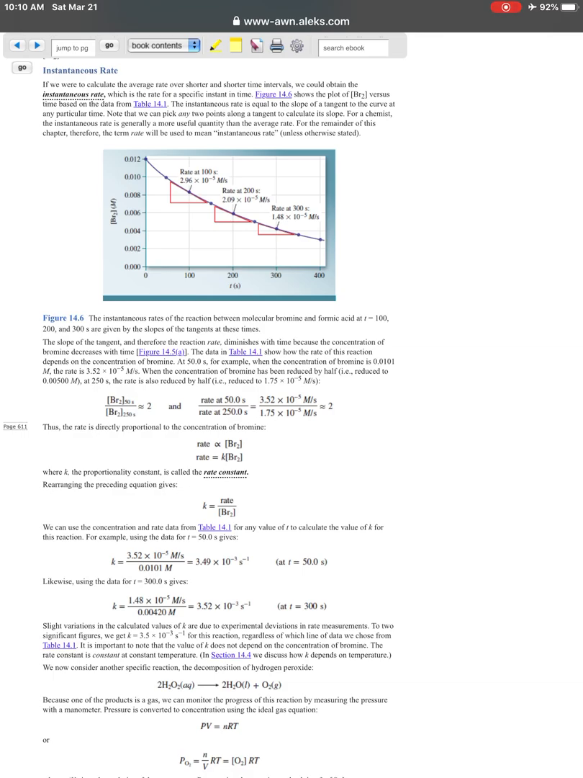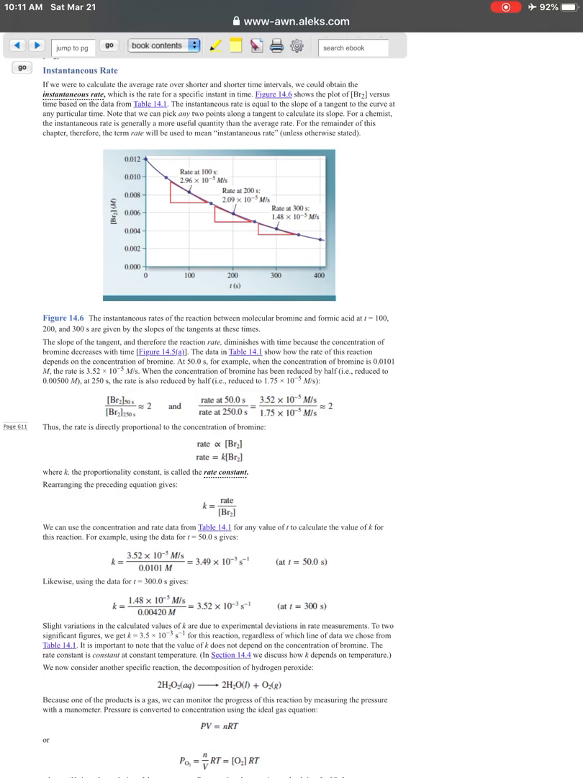So look at the graph 14.6. I'm going to read the caption. The instantaneous rate of the reaction between molecular bromine and formic acid at 100 seconds, 200 seconds, and 300 seconds are given by the slopes of the tangents at these times. So now we have a discussion of the slope of the tangent.